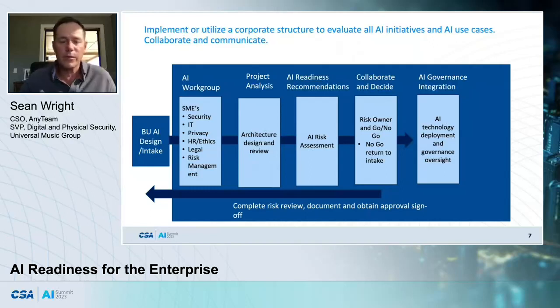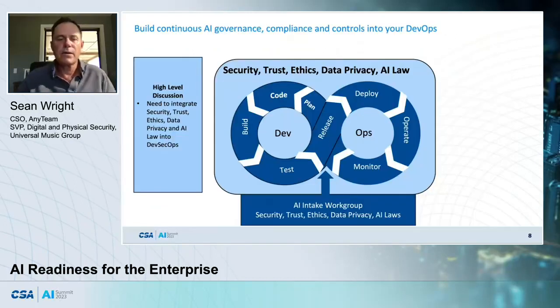So, again, complete risk review, document and approve, obtain approval, sign off by the business and everyone involved in the decision-making process. So build continuous AI governance, compliance, and controls into your DevOps. This is where we see the real gears for implementing your various security controls, ensuring trust, and fleshing out bias within an AI application and so forth.